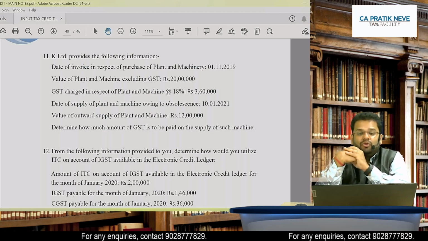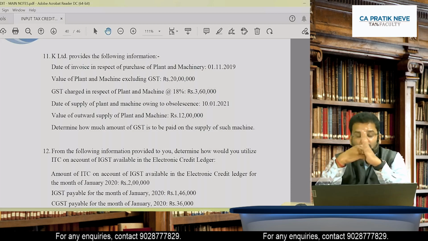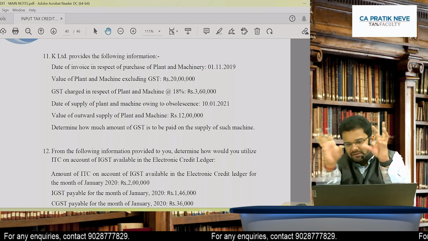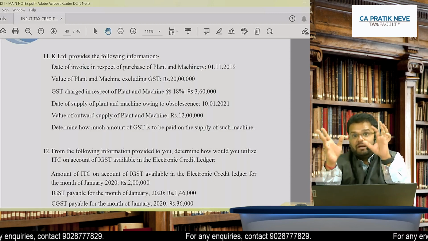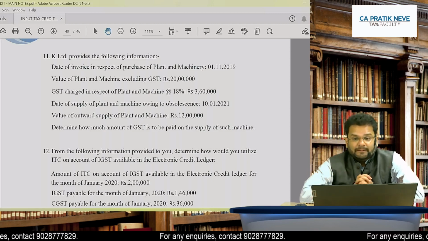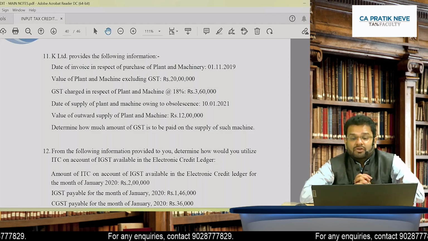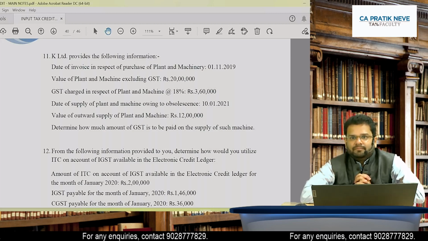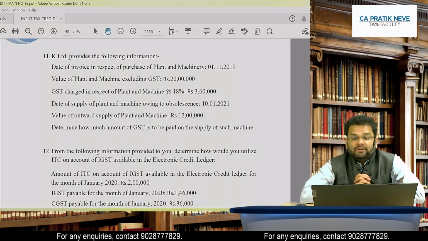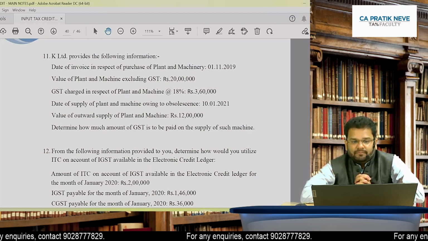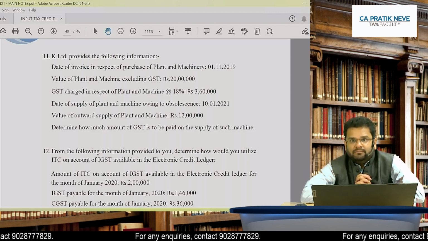Determine how much amount of GST is to be paid. Wonderful question, very ideal question. A question parallel to this, similar to this, might be asked in the exams. Pay attention. It is always this working is to be done quarterly. So what you have to do is, first tell me: date of invoice is 1/11/2019 and date of selling is 10/1/21.